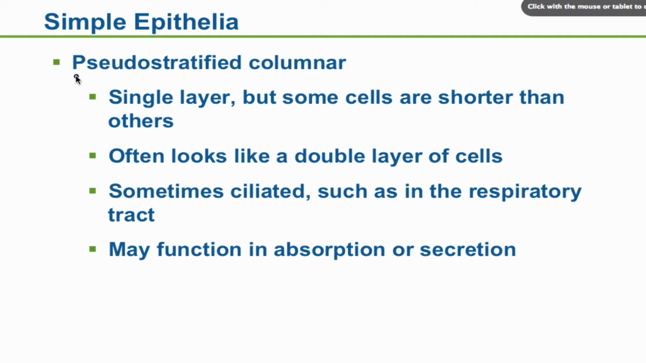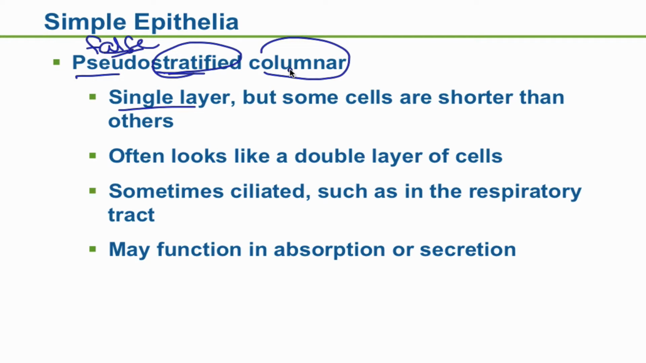Next up, we have our pseudostratified columnar. Pseudo means false. Stratified means what? Stratified means more than one layer, but if it's false stratified, then we're still a single layer. Columnar means that they're going to be in columns. So this one's a little bit different. You have a single layer, but some cells are shorter than the others. Most of the time, this looks like a double layer of cells.